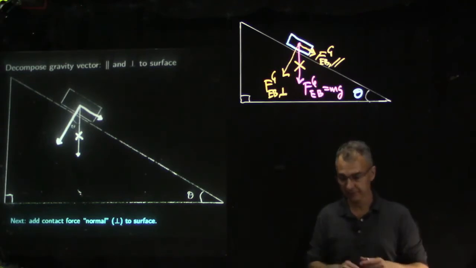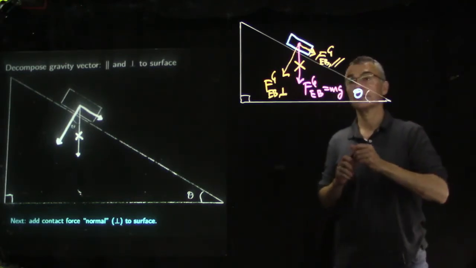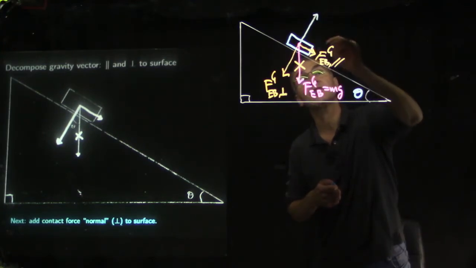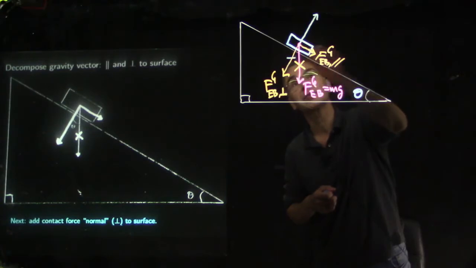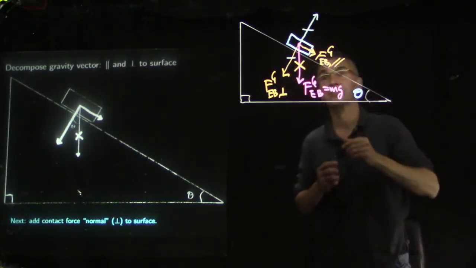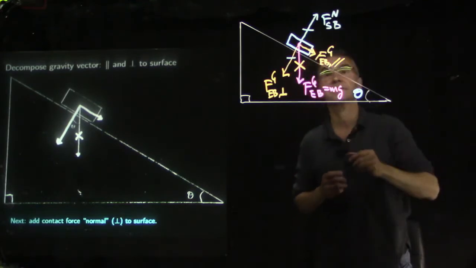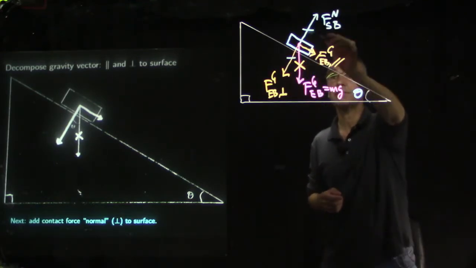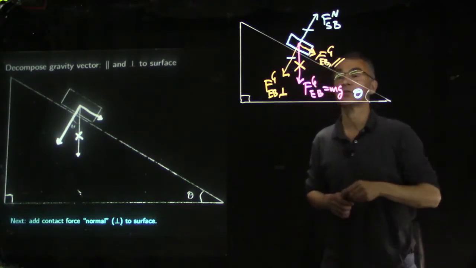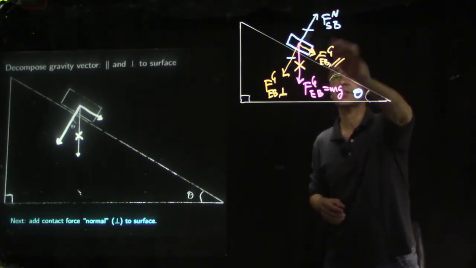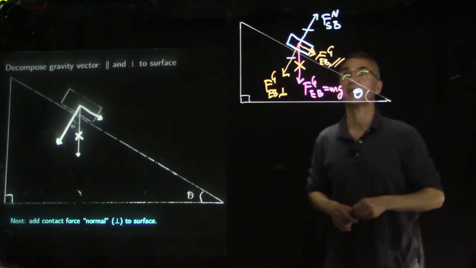The next thing we want to do is to add the normal force, okay? So the contact force exerted by the surface on the block. Now this is interesting. This only has to oppose the portion of gravity that points perpendicular to the plane. So this is the normal force by the surface on the block, and it has to be the same magnitude as this perpendicular component of gravity. That's because there's not going to be any acceleration perpendicular to the surface. You don't have the block jumping up and down on the surface.